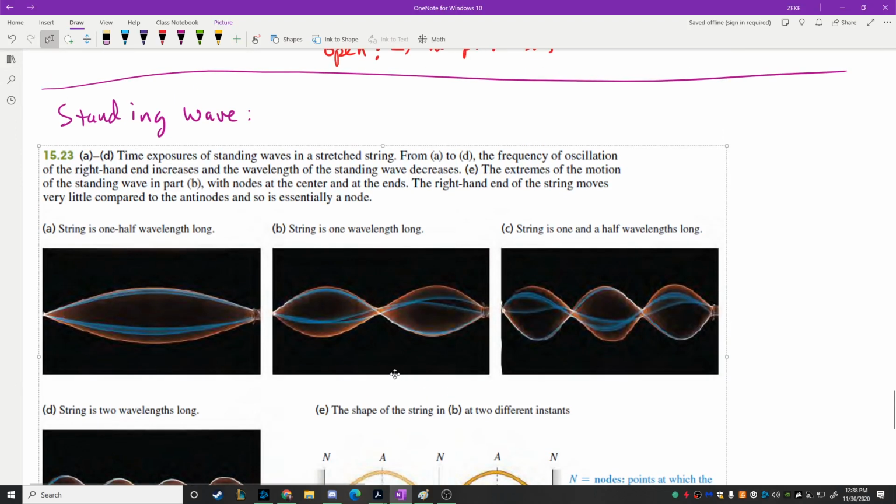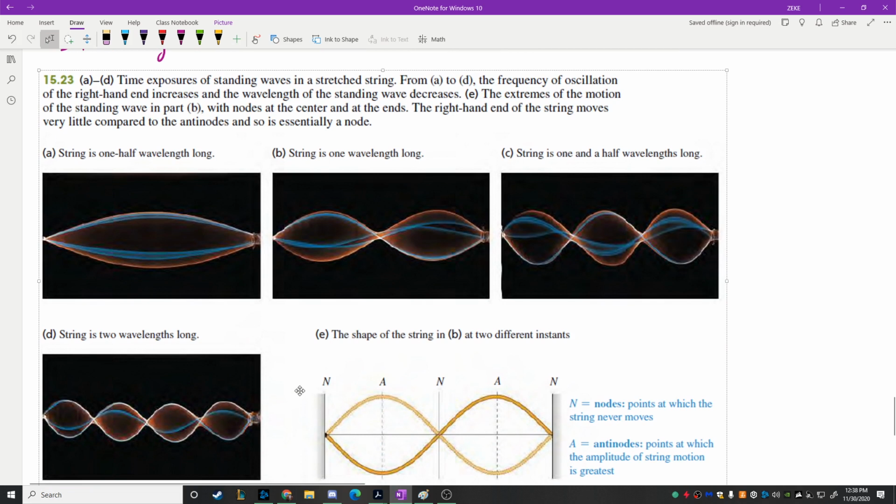These are what are called standing waves. They have certain features. They have nodes and antinodes. The nodes are these points right here, here, and here. Or on this string, it's here, here, here, here, and here. The end points will always be nodes.